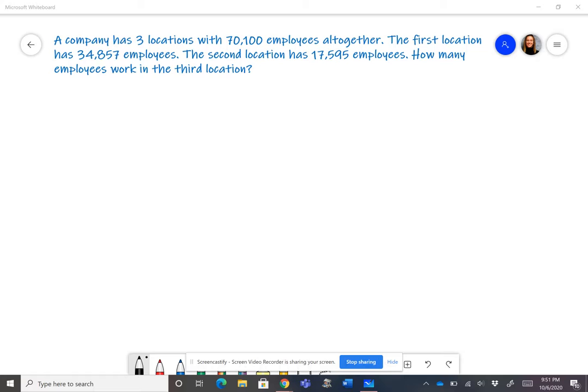Well, I remember one of the instructions before I began said that I was going to model with a tape diagram. One of the first things that I noticed in here was that it had 3 locations. And it had 70,100 employees altogether. I'm circling and underlining this information because I think it's maybe pretty important. The first location had how many? You got it, 34,857 employees.